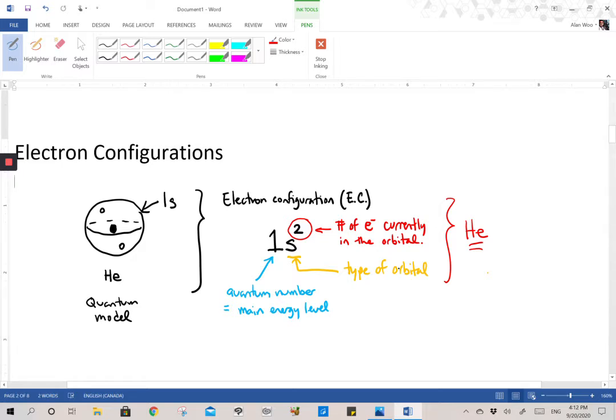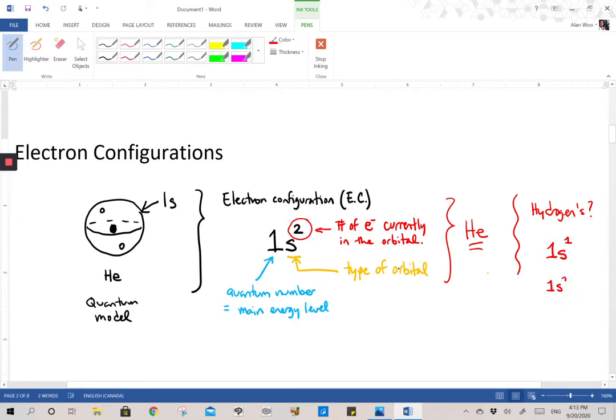All atoms on the periodic table have their own electron configuration. I started here with 1s2 for helium, but just as a side note, what is hydrogen's? What would its electron configuration be? Well, it is the simplest one. It's also 1s, but because the s orbital only has 1 electron, it's 1s1, whereas helium is 1s2.